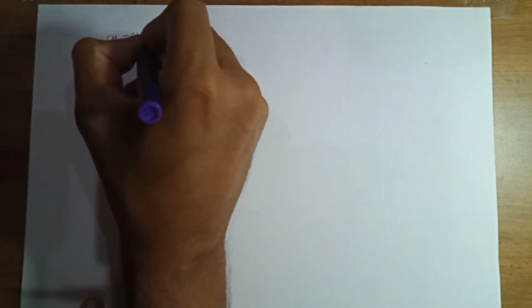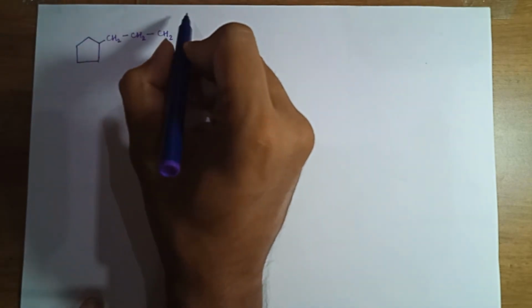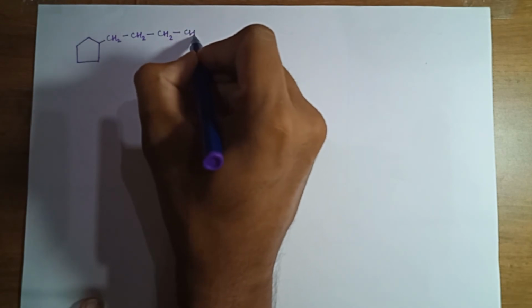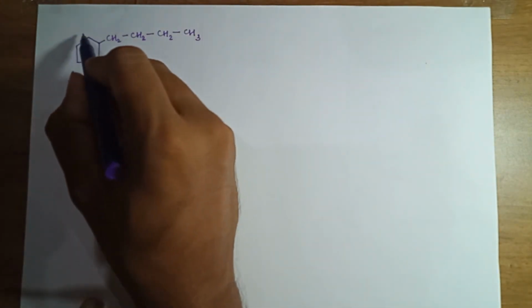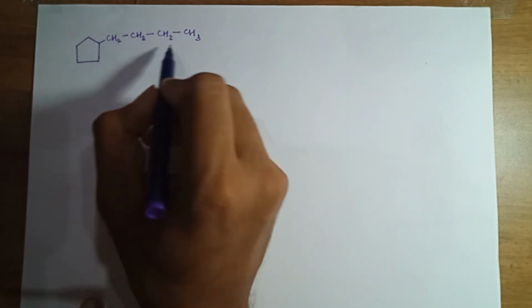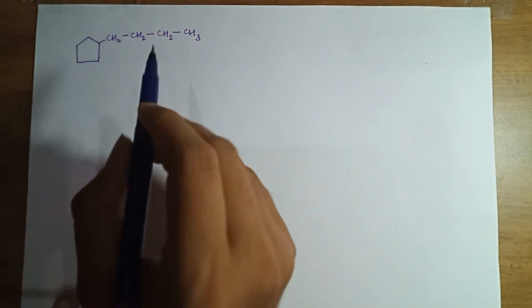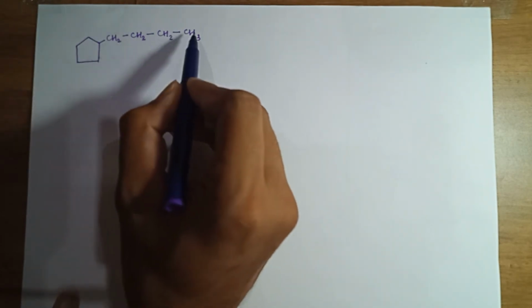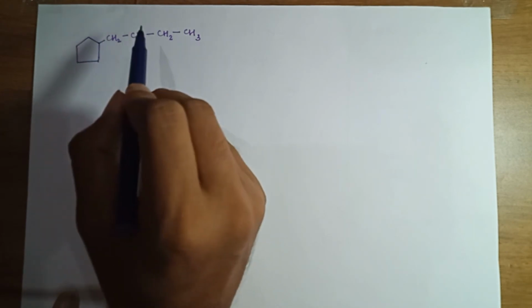CH2, CH2, CH2, CH3. Now whether the cyclic compound will be in branching or this linear chain will be in branching. There are two possibilities and you have to select. First, suppose we say that this linear chain 1, 2, 3, 4 is my root chain.